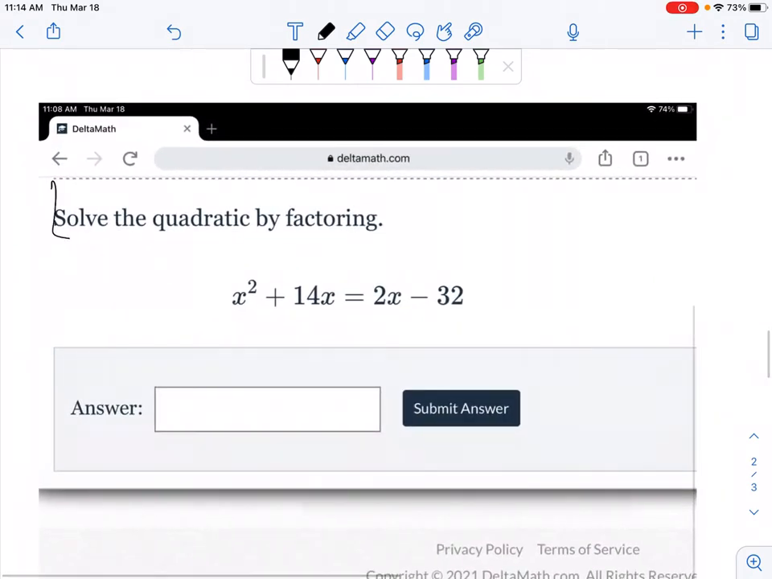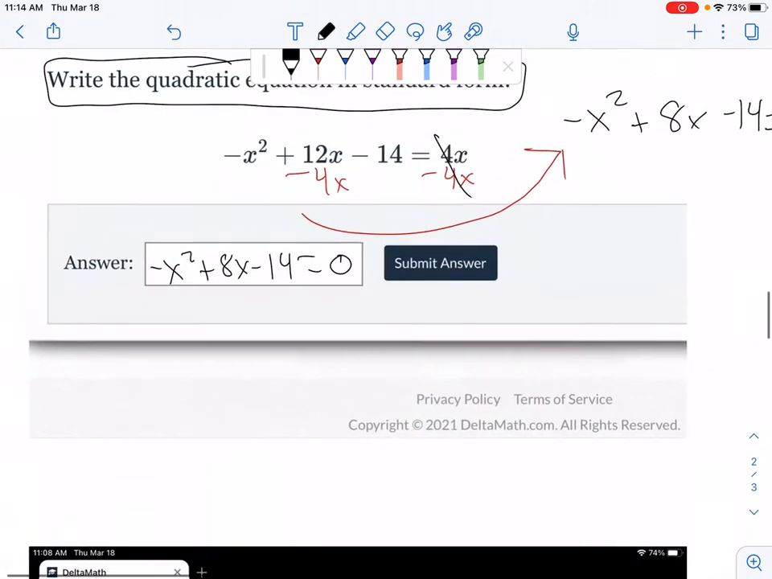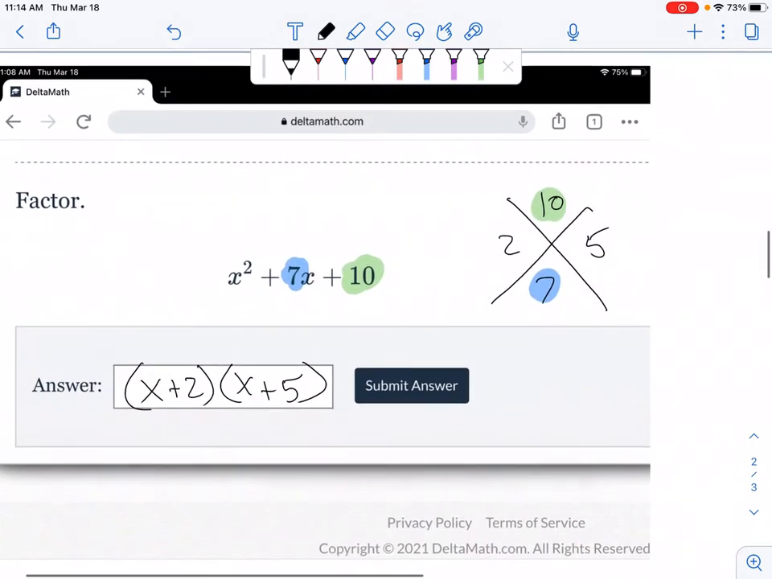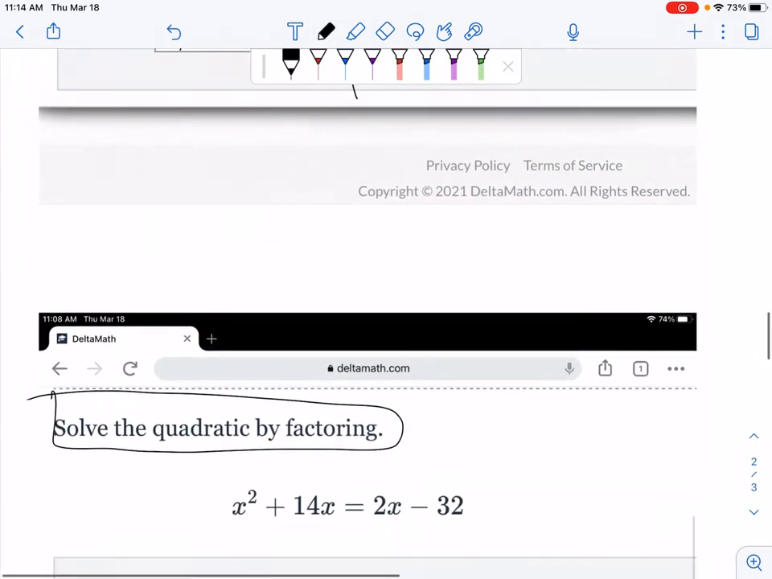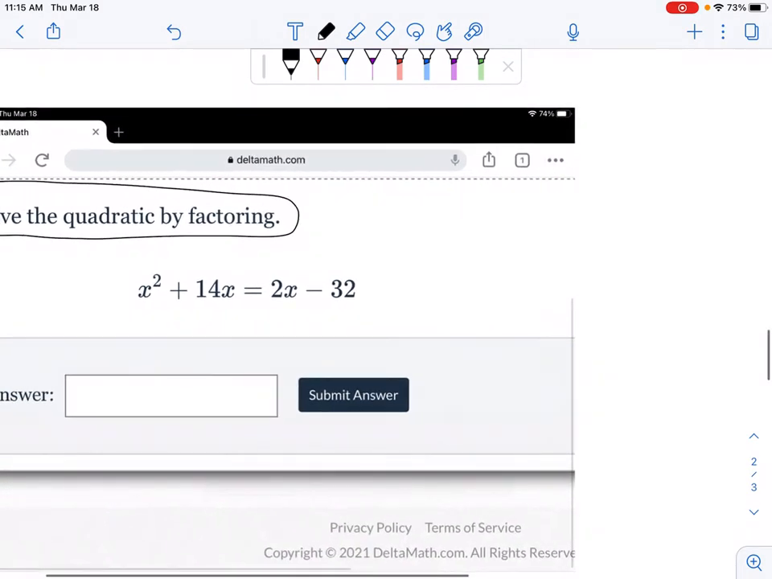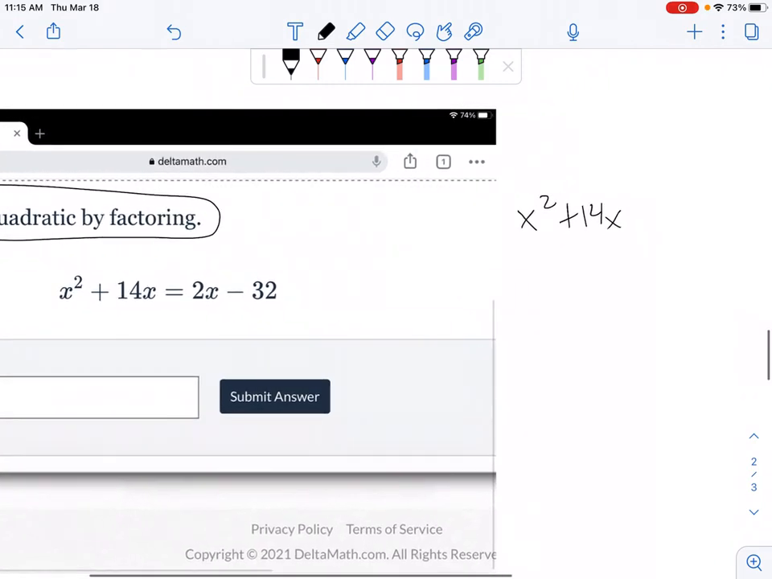If we're solving the quadratic by factoring, we're going to write the equation in standard form first. So we have to make sure it says equals 0. And then once it equals 0, then we're going to factor using our big X. So just so I have room, I'm going to rewrite this over to the side. I'm working with x squared plus 14x equals 2x minus 32.